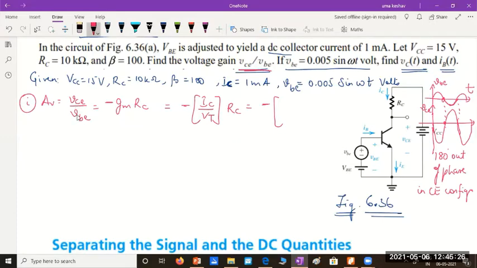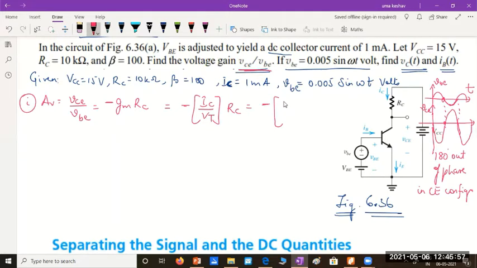That means whenever the input is increasing, the output will be decreasing. Though when I say decreasing, it means it will be moving in the opposite direction, not decreasing in magnitude. Output will always be higher than input, but in the opposite direction. You see here, I've shown it clearly. vce is greater than vbe, but in the opposite direction or opposite phase. Okay.